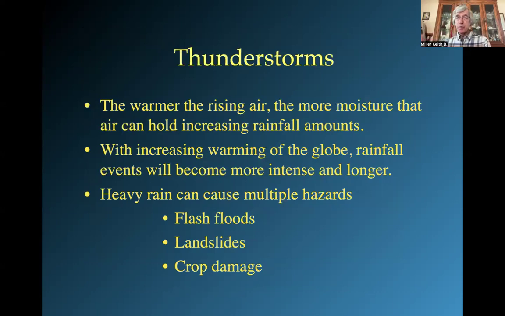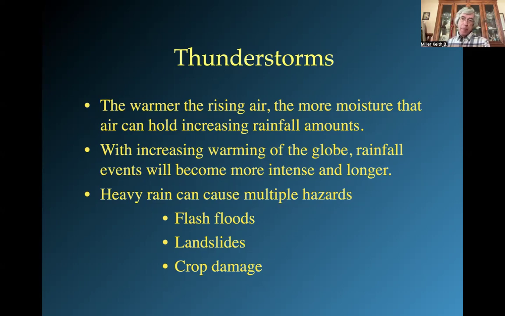So how does global warming, how does climate change impact this? The warmer the rising air, the more moisture that air can hold. We've talked about that in part one. So since the air is holding more moisture, when it hits the dew point, it's going to increase the amount of rainfall. So with increasing warming of the globe, rainfall events will become more intense and longer.